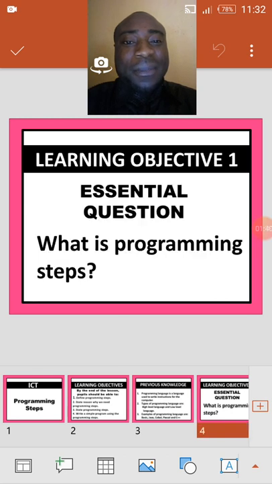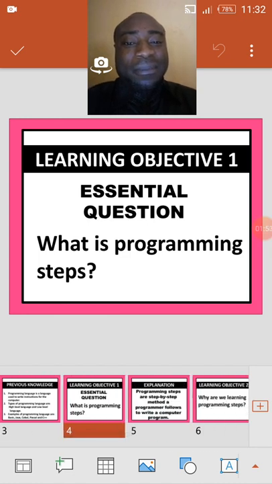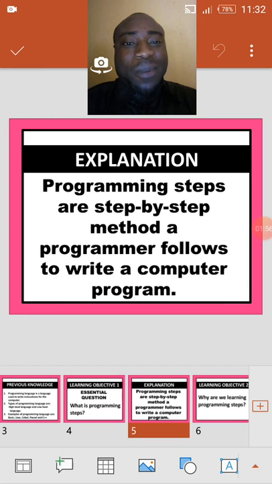Now today, our learning objective 1 for today, our essential question for today is, what are programming steps? Programming steps are the step-by-step method a programmer follows to write a computer program. I take that again. Programming steps are the step-by-step method a programmer follows to write a computer program.